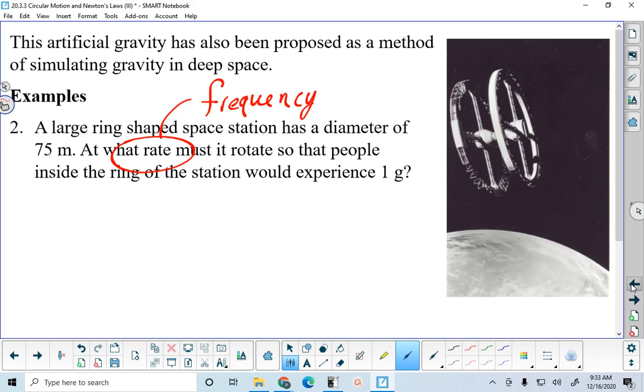At what rate must it rotate so that you experience a centripetal acceleration of 1g? Well, what I'm going to choose to do here is use this formula for acceleration. It's not a formula that I really care to use most of the time, but in this case, if we know the acceleration, we can use it to find the period directly. Once we know the period, we can take the reciprocal to find the frequency.